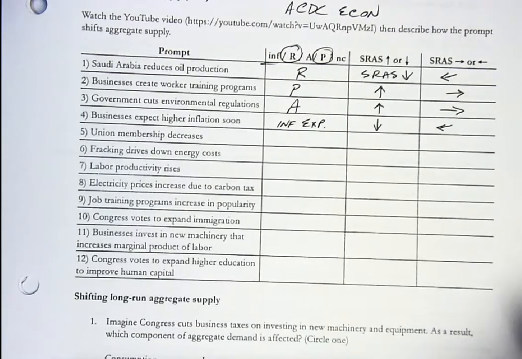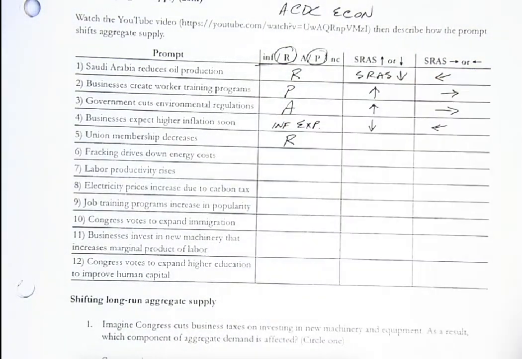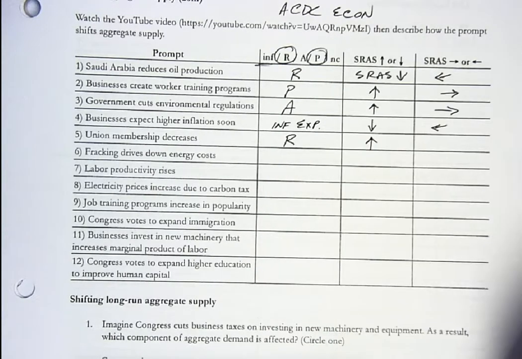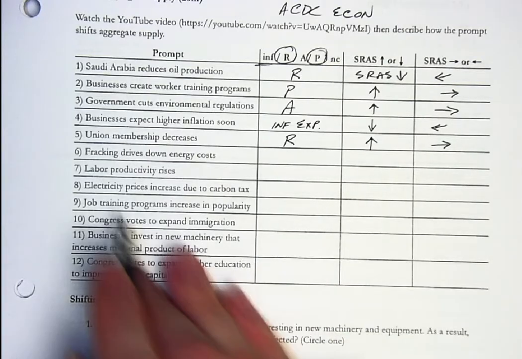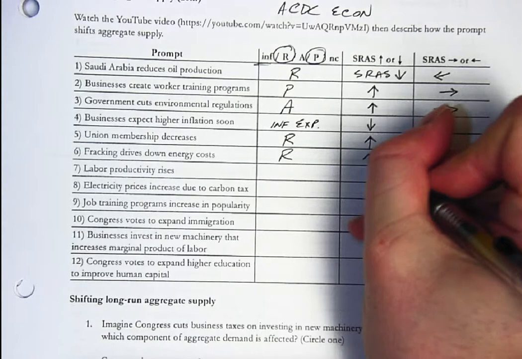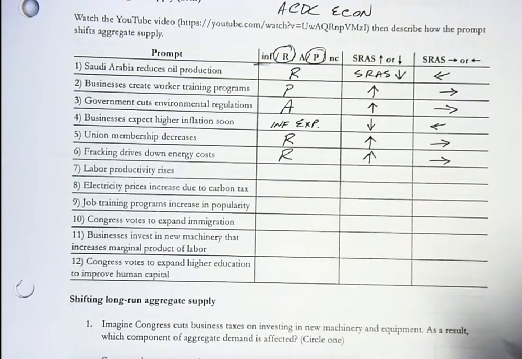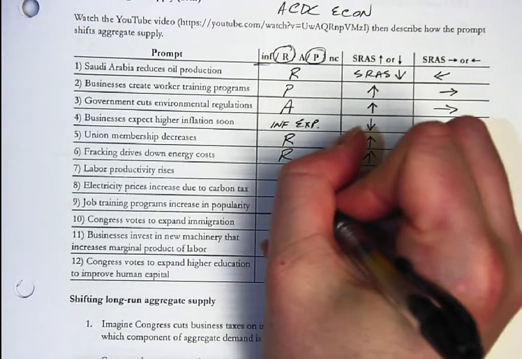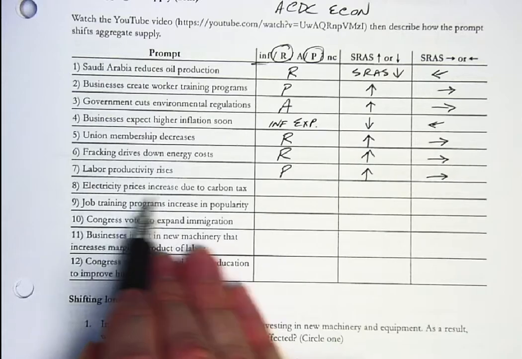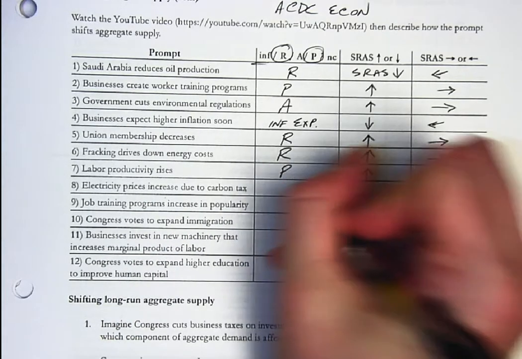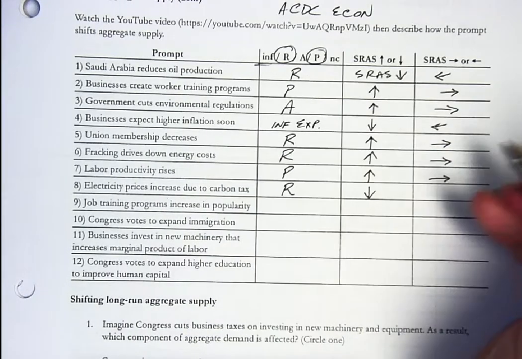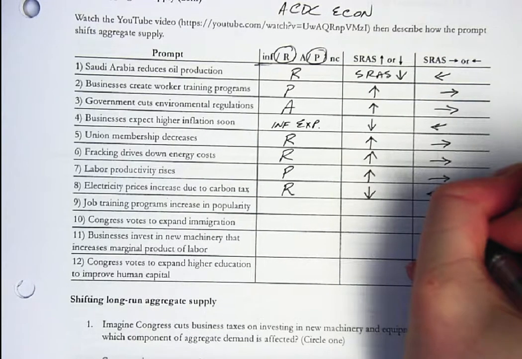Union membership decreases. This is a resource cost, right? Input costs. And if their costs are going down, then we say aggregate supply goes up, shifts to the right. Fracking drives down energy costs. Again, resource prices, and it's going to cause an increase because things are cheaper. Labor productivity rises. That one's pretty clear. P, productivity, increase, shifts to the right. Electricity prices increase due to a carbon tax. So this is going to be resource prices, and it's going to cause a decrease because it's more expensive, so resource prices are more expensive, to the left.